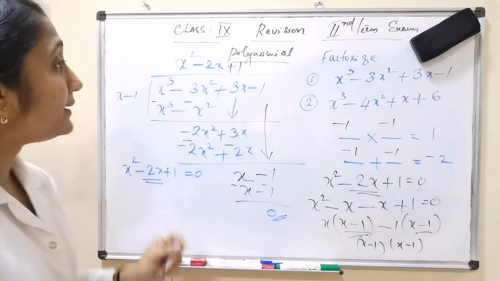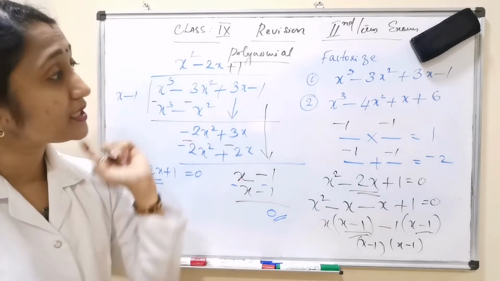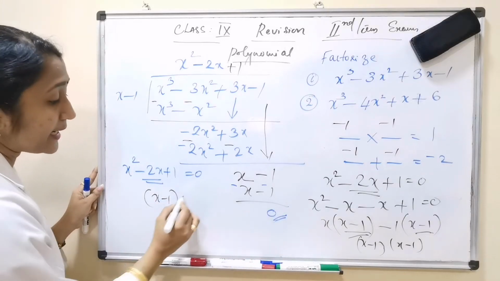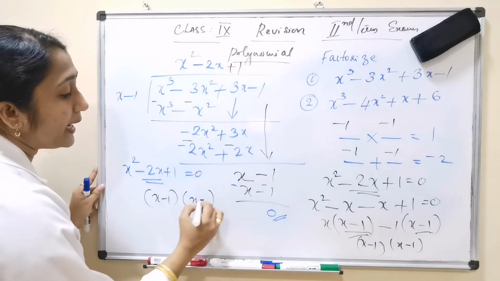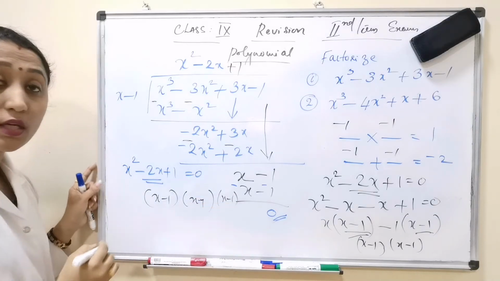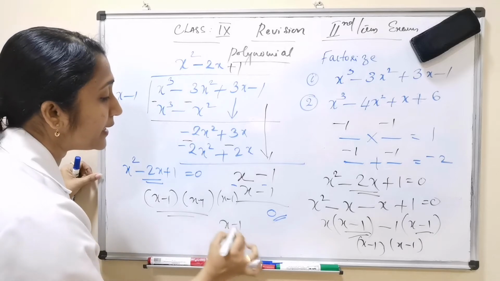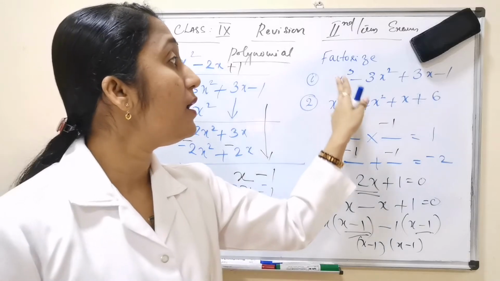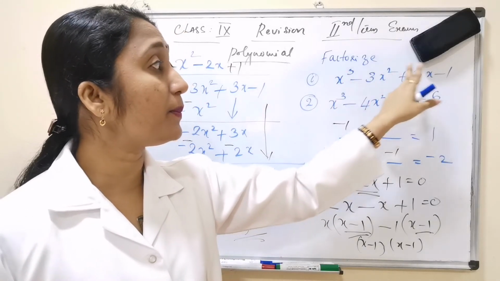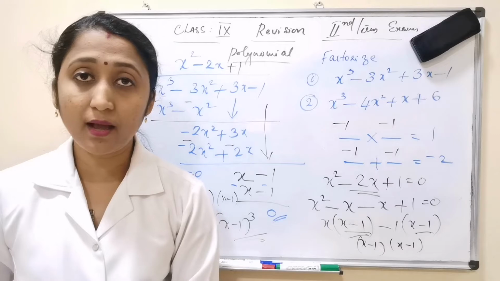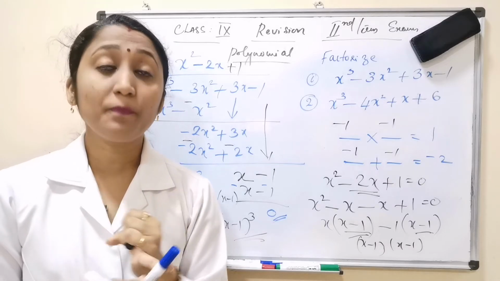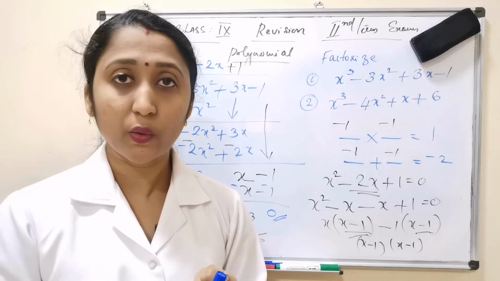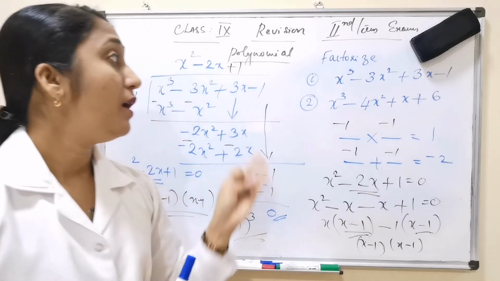Okay, so finally we got three factors. First factor is x minus 1, the second factor is x minus 1, and the third also x minus 1. So the total factors are x minus 1 the whole cube, the factors of the polynomial x cube minus 3x square plus 3x minus 1. Is it clear? First step trial and error, second step long division method, third step splitting the middle term. I hope you all understood this.